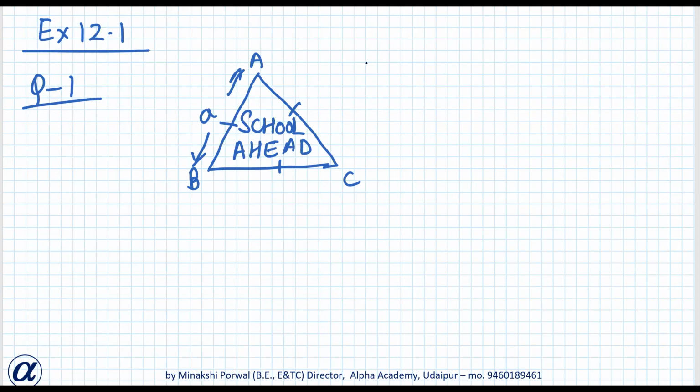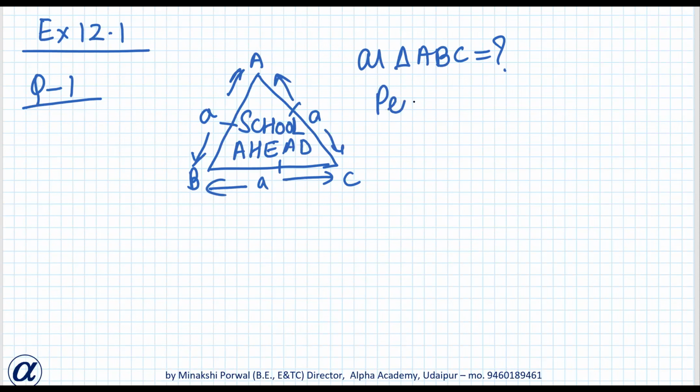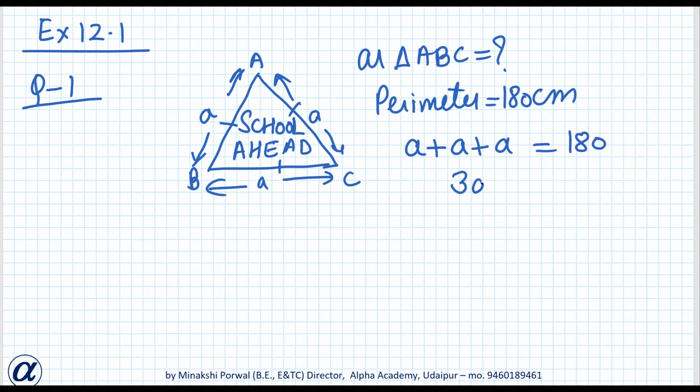So we have to find the area of triangle ABC by Heron's formula. This is the question. All sides are equal. They are all a. It is given that the perimeter is 180 centimeter. Perimeter means sum of all three sides. Each side is a, so a plus a plus a is 180, or we can write 3a equals 180, or a equals 180 by 3, that is equal to 60 centimeter.